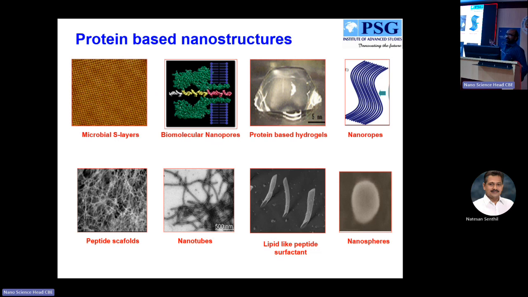Protein based hydrogels are very useful in medical applications. Nano ropes, peptide scaffolds. This is one area which has been less explored in agriculture because peptides are very good ones. They are degradable, non-toxic. And one more thing is you can tweak as per your requirement. Make a patch of peptide, put it onto the leaf, see how much it delivers.